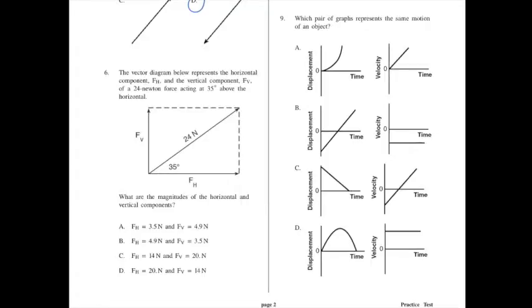Number 6, vector components. All right. So horizontal is X, vertical is Y. If you know SOHCAHTOA, you should know that sine goes with Y and cosine goes with X. So if we write our formula out for the horizontal component, 24 newtons is our vector times the cosine of our angle, 35 degrees. That should give us about 20 newtons. And if you do the calculation for the vertical component, 24 newtons times the sine of 35 degrees, this time you should get 14 newtons.